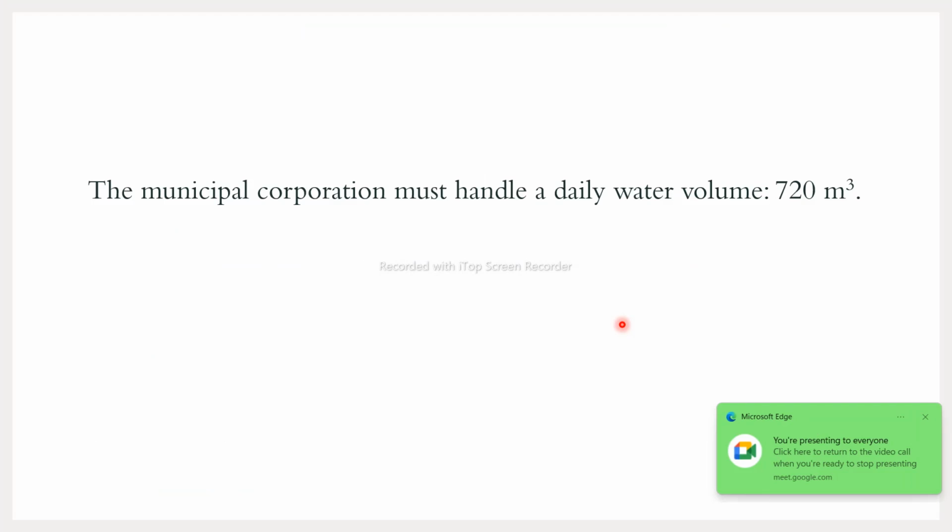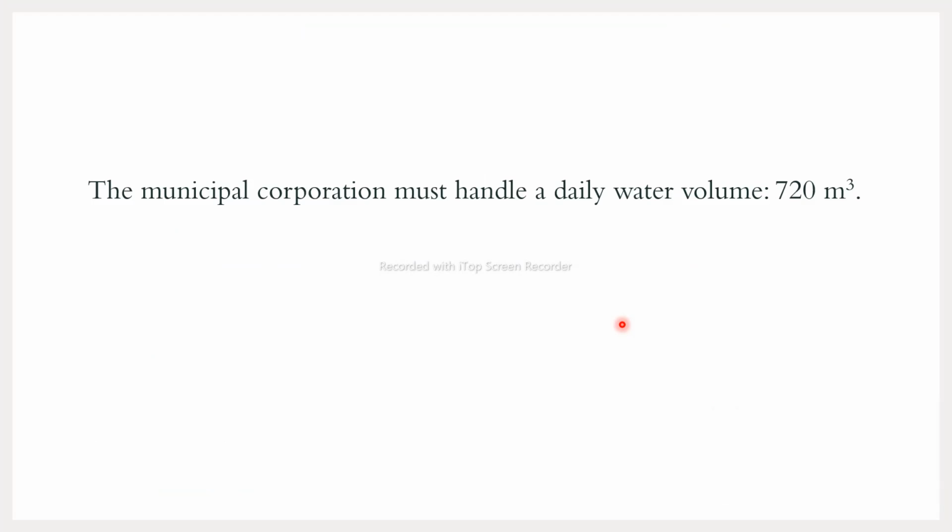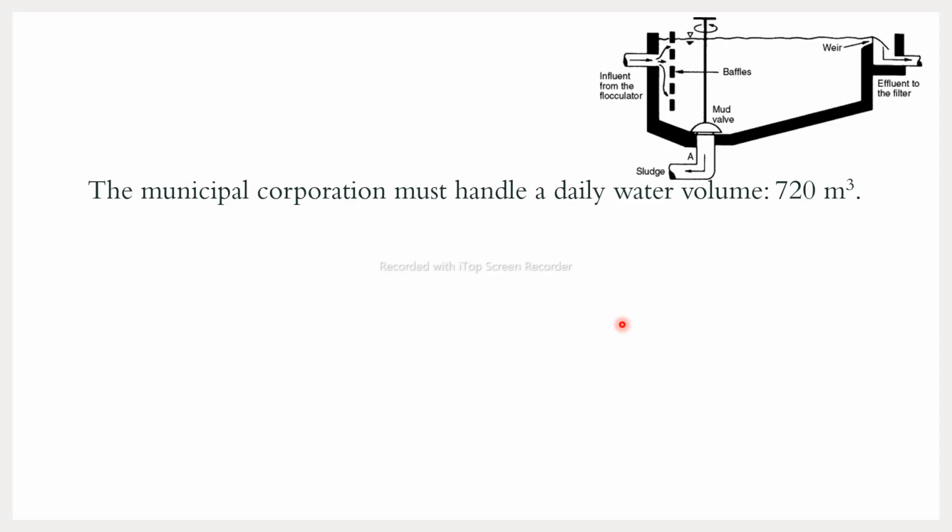So there is a problem. The municipal corporation must handle a daily water volume of 720 meter cube. So you can see the influent is coming in and going out. This rate is constant so that there is no variation in the height. So this constant rate per day is given as 720 meter cube. Okay. So it was found that the overflow rate, that is overflow from above the well, is 16.5 meter per day. It is basically your velocity.